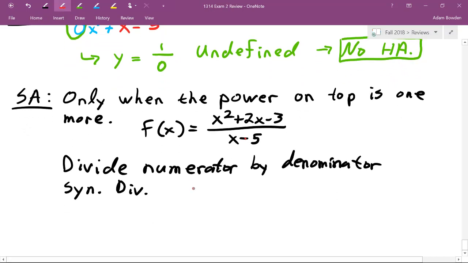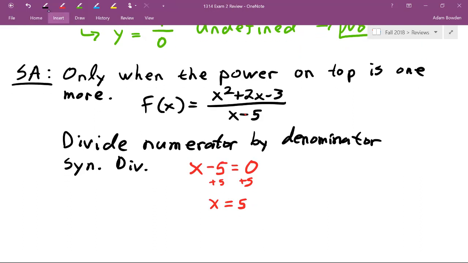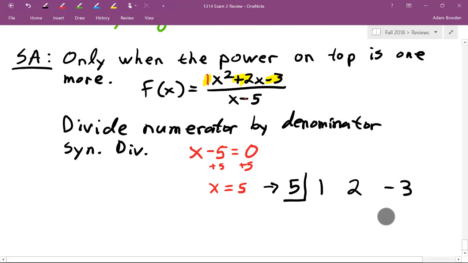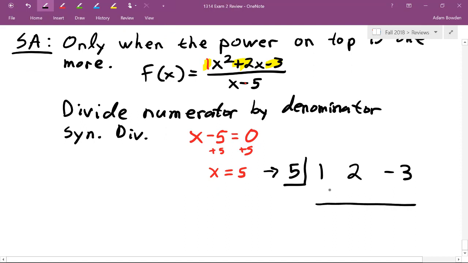So what I'm going to do is take what I'm dividing by, the x minus 5, from underneath, set that to 0, solve for x, and we'll get 5. That becomes the divisor for synthetic division, dividing into the numbers on top, the 1, the 2, and the negative 3. Okay, and we do the synthetic division.